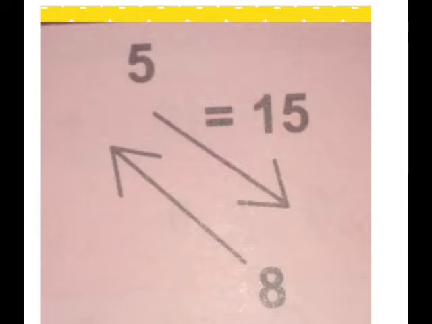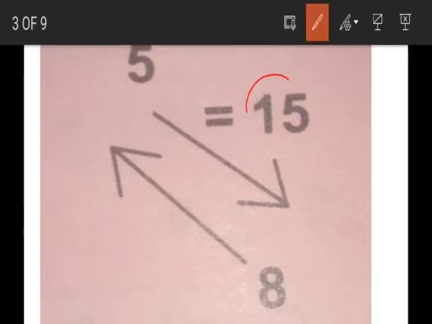Now we can see this example before us. We have 8 at the bottom, 5 at the top, and the answer is 15. Let's assume we are looking for this 15 place. Let's assume this 15 was not given. How are we going to get 15? Let's go to our board now.